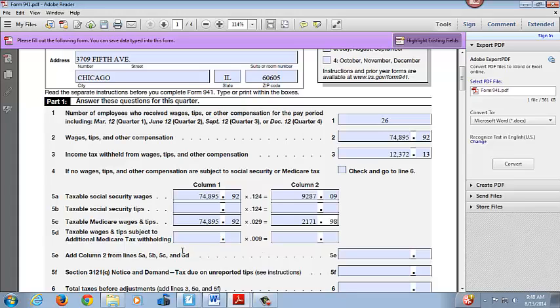That gives us 2,171.98. In line 5D, we have the additional Medicare tax withholding. This would be for anyone that makes over $200,000 in a calendar year. They have to pay another 0.9% of Medicare. This is just the employee tax. We're not going to have one of those, but know that it is there if you have someone that makes over $200,000. In line 5E, we're going to add up column 2, 5A, 5B, 5C, 5D. So 9,287.09 plus 2,171.98 gives us 11,459.07.